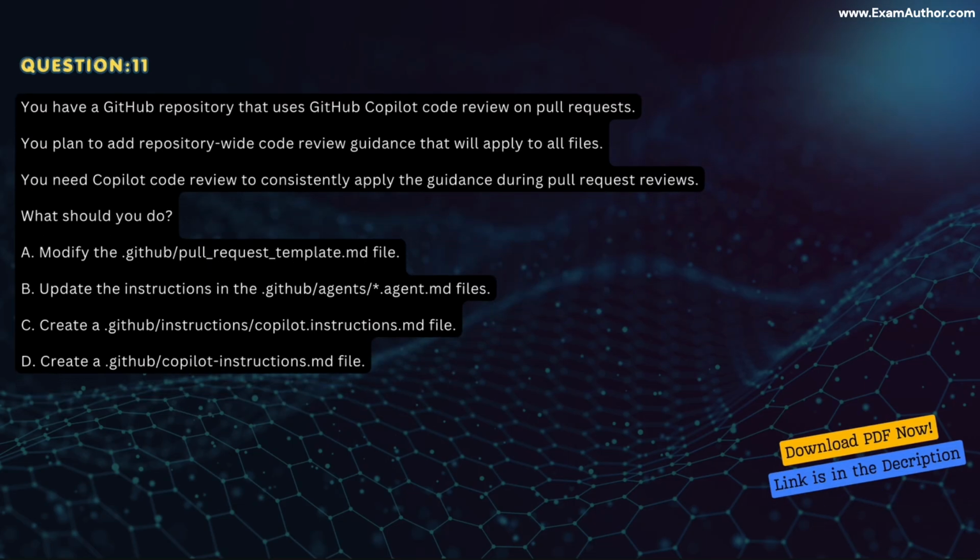Question 11. You have a GitHub repository that uses GitHub Copilot code review on pull requests. You plan to add repository-wide code review guidance that will apply to all files. You need Copilot code review to consistently apply the guidance during pull request reviews. What should you do?